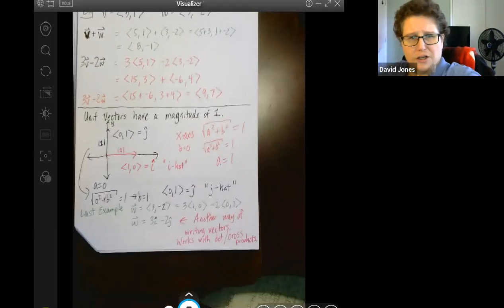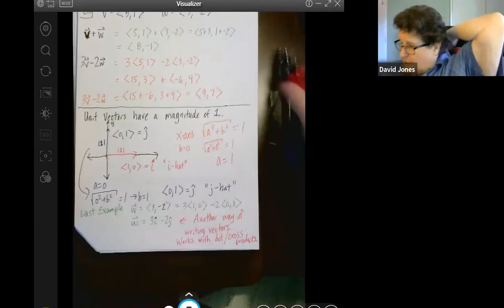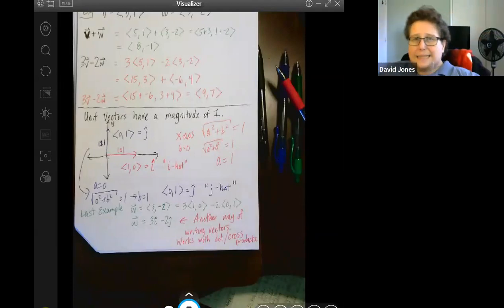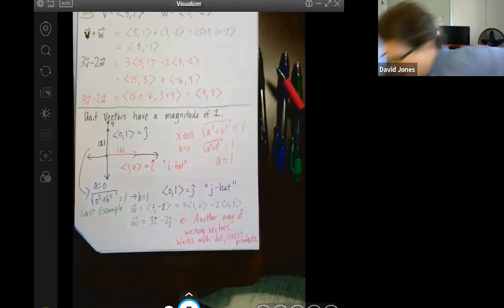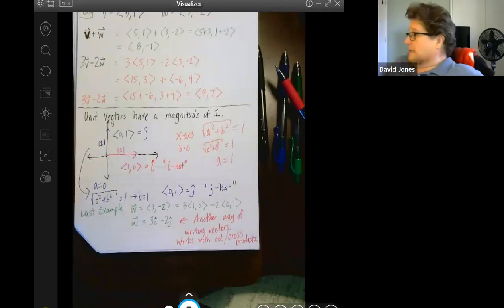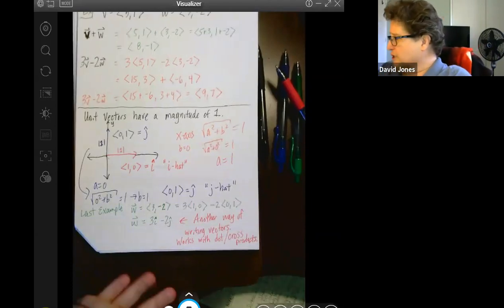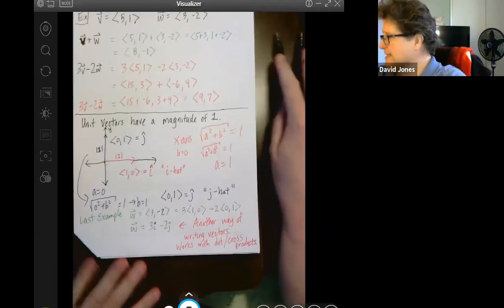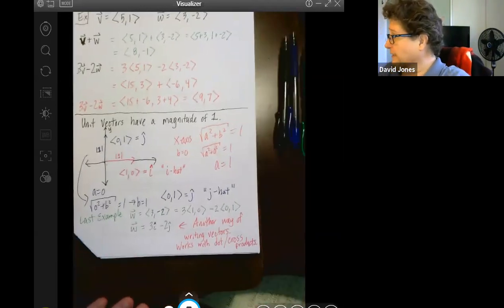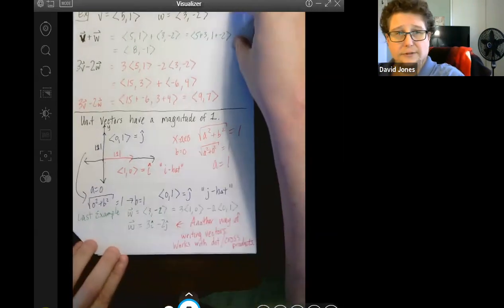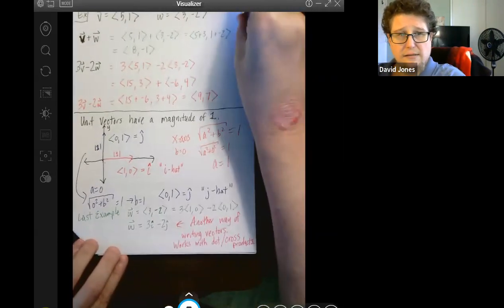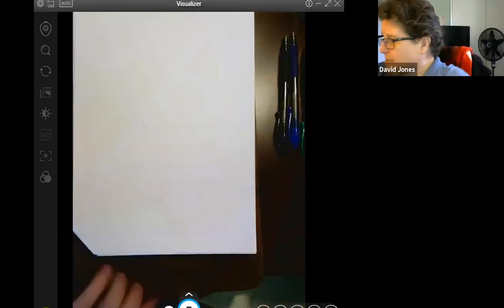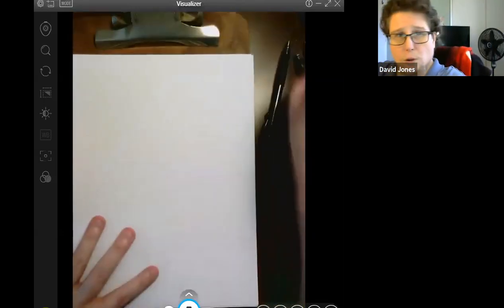Now, cross products you're not going to learn in this course. It's a three-dimensional concept. You can't have a cross product in 2 dimensions. It's definitely 3 dimensions, but dot product can be done in 2 dimensions. So let's take a look at the dot product. The dot product or inner product.